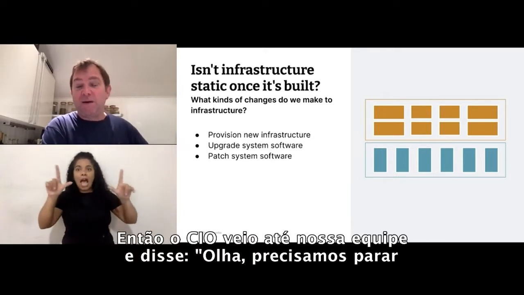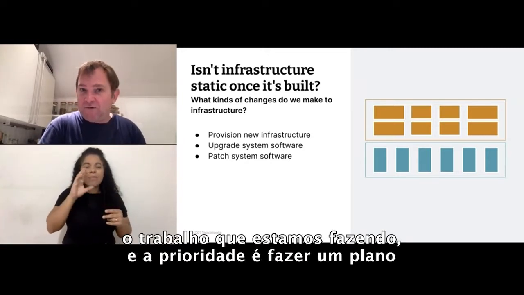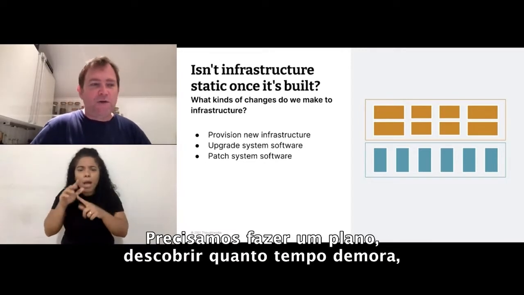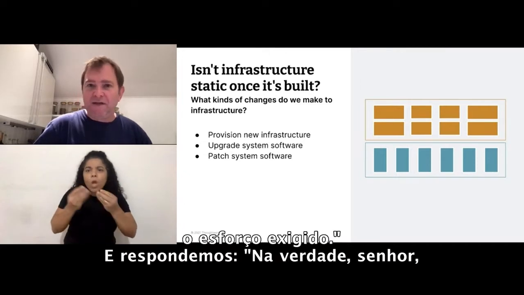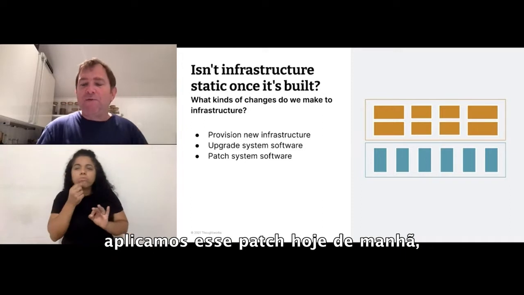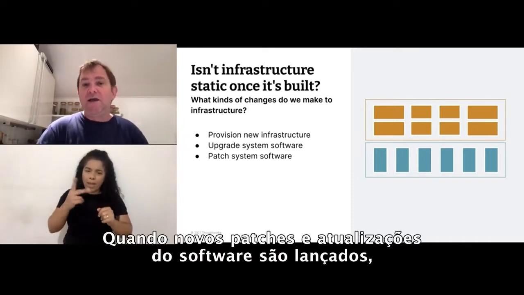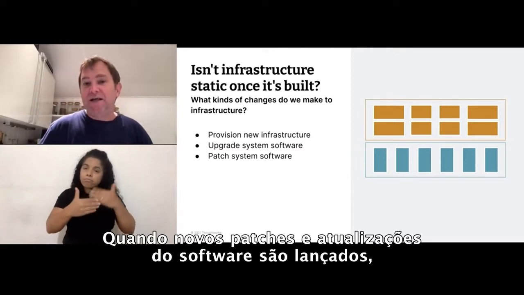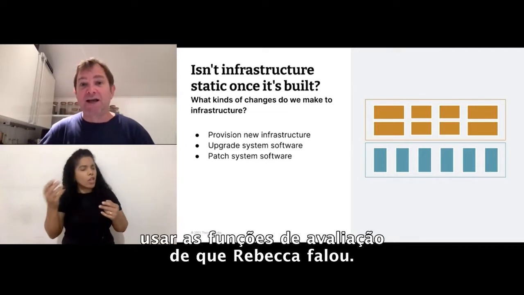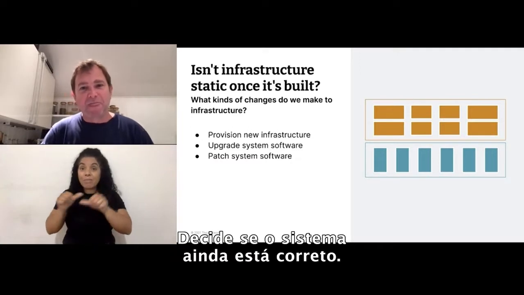And I remember the CIO came to our team and said, look, we need to stop the work that's going on right now, and we need to prioritize making a plan to roll out the security patches. We need to figure out how long it's going to take, how much effort it's going to be. And we said, well, actually, sir, we applied that patch this morning, because we have a process where, when new patches and updates to the software come out, we have a pipeline that tests those changes and decides, using things like fitness functions that Rebecca was talking about, is the system still correct?